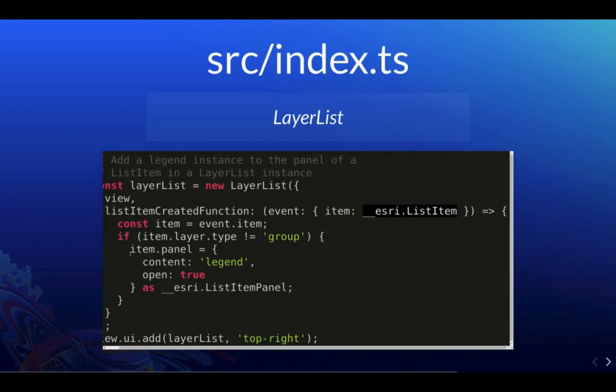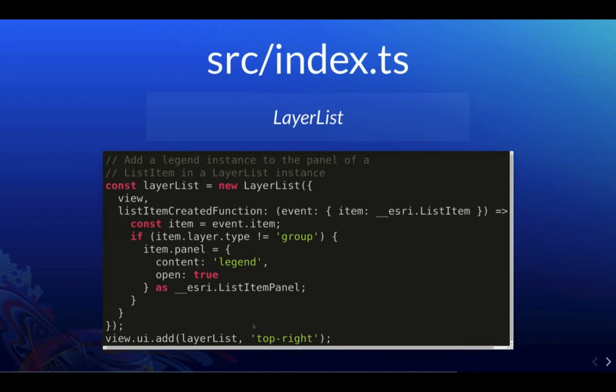And then we're going to go ahead and add a panel to the list item, and it's going to be of type list item panel. And this is what I meant before, where I didn't want to new up a new list item panel here just for convenience. So I can tell TypeScript, this object, I want you to treat it as the type of Esri list item panel. This is how you can avoid having to new things up, but I would still suggest that you do it most of the time. And then I'll just go ahead and add that layer list to my view.